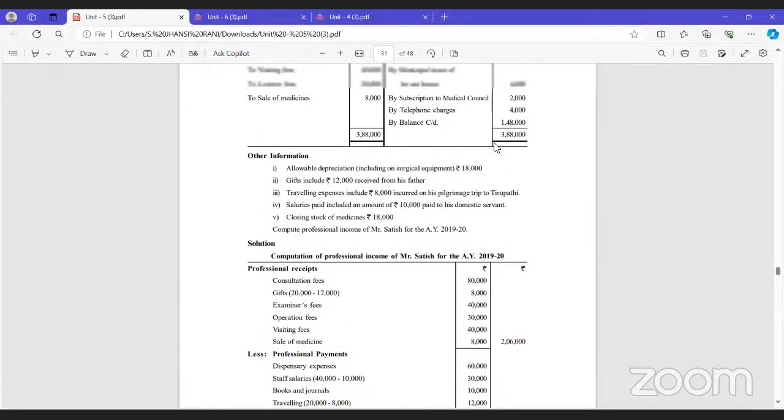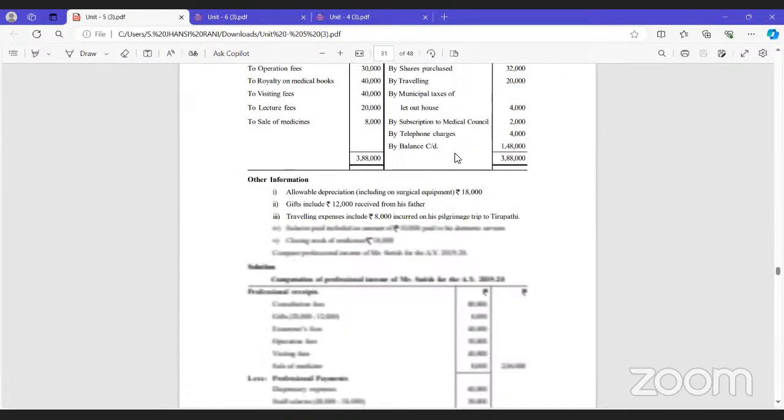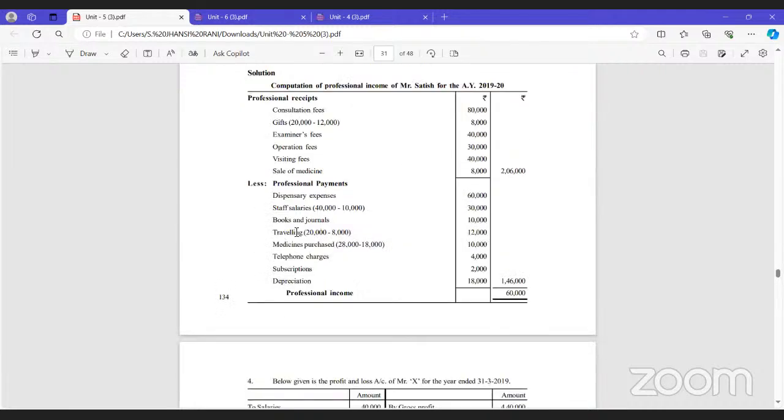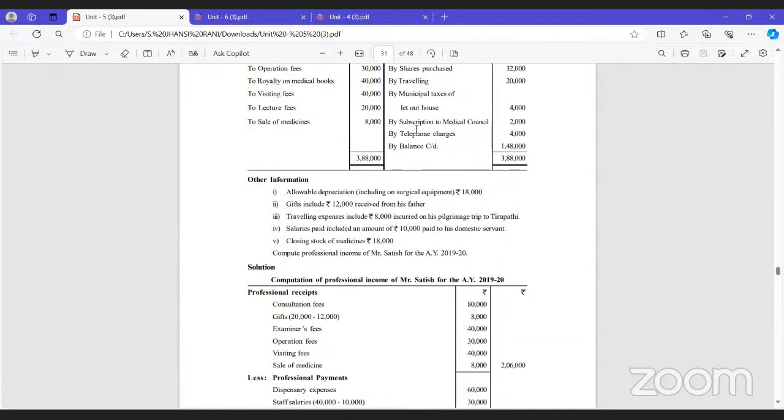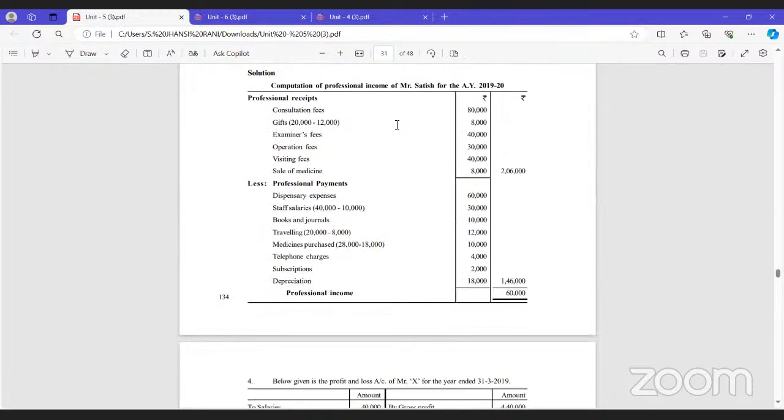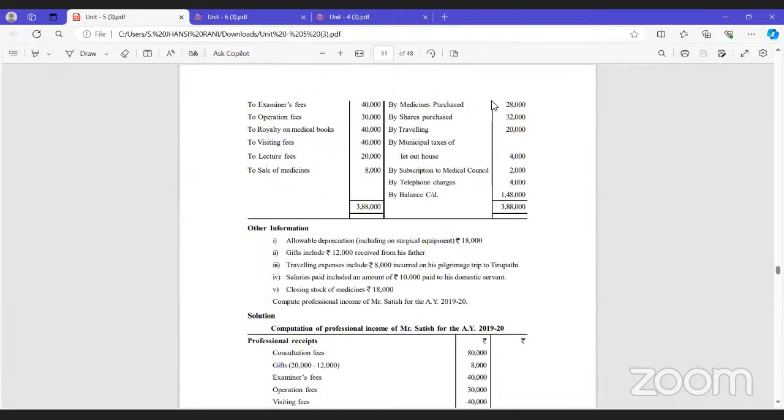Next, professional payments. If you look here, dispensary expenses, staff salaries, books and journals, traveling, medicines purchased, telephone charges, subscription. See, this subscription to the medical council is a membership they mandatorily have to take, then it is a professional payment. Next, medicines purchased. Just look here. Medicines he purchased are 28,000. But what is his closing stock? 18,000.